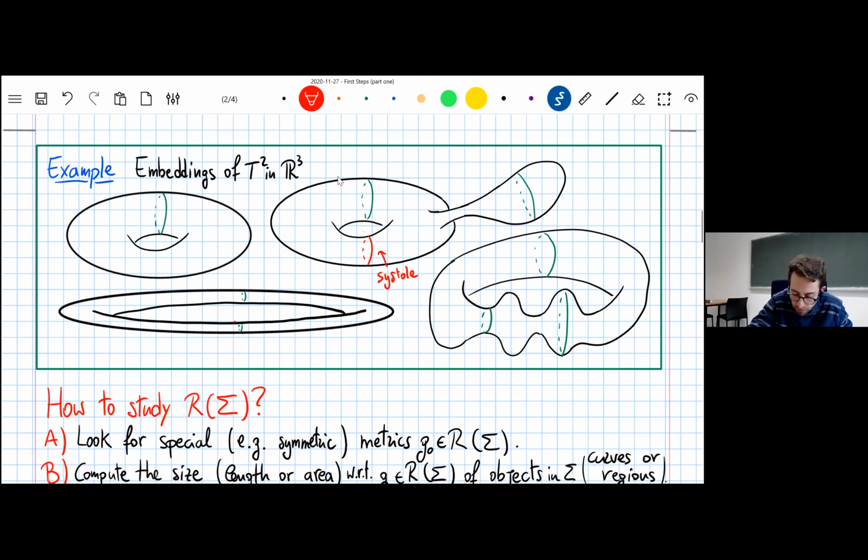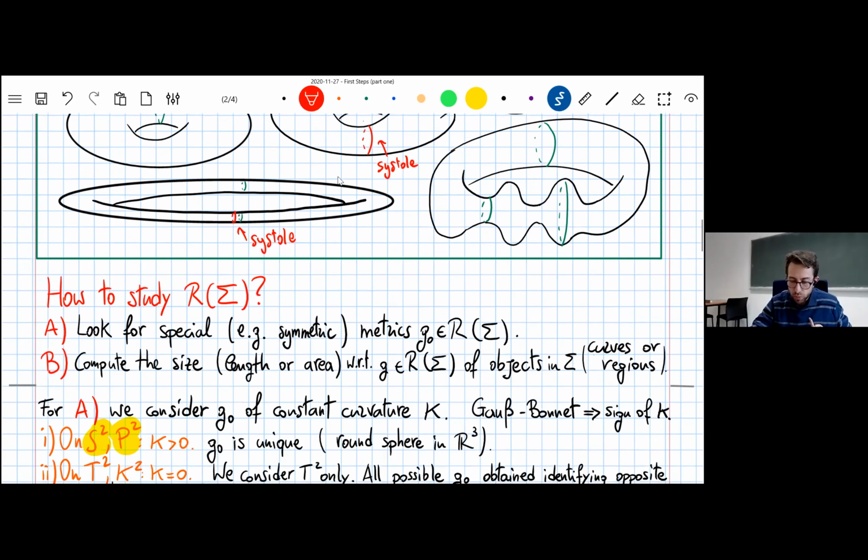Okay, here maybe it's somewhere here. Okay, and then for us, the systole will always be the shortest non-contractible loop. So for example, if you look here, this curve will not be a systole, because it's a contractible curve if I look now on the right side. Okay, so this is our object we want to study.